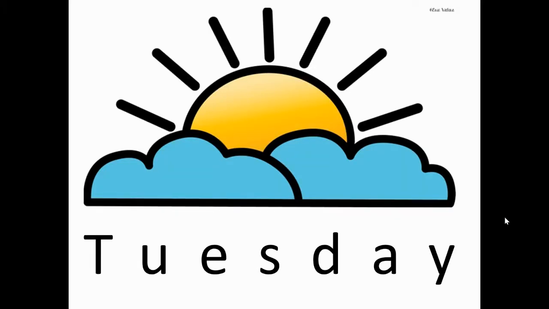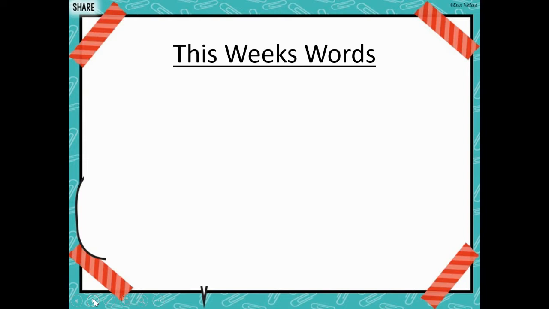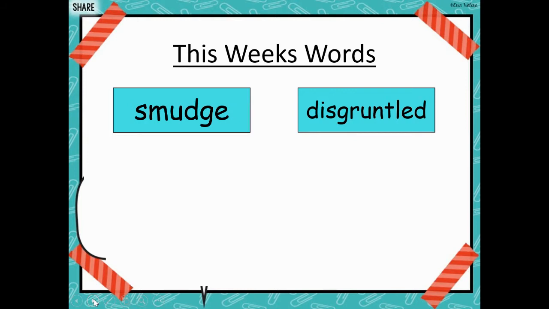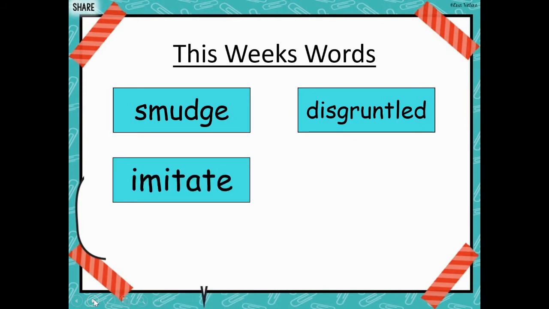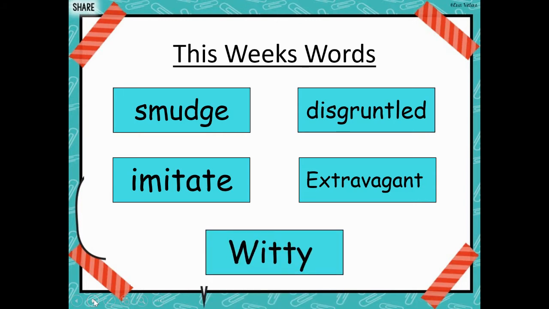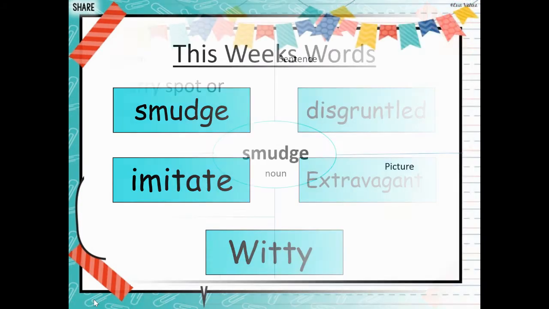So, yesterday we wrote down the definition of our 5 new words this week and their parts of speech. Today we're going to do sentences, synonyms, and antonyms. Remember, you have your test on Friday over all of these words, so make sure you are writing them in your notebook. So, let's go ahead and review. Our words this week are smudge, disgruntled, imitate, extravagant, and witty. All right, let's go ahead and dive in.